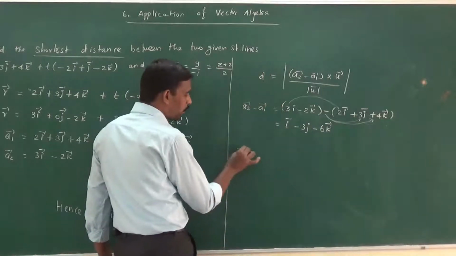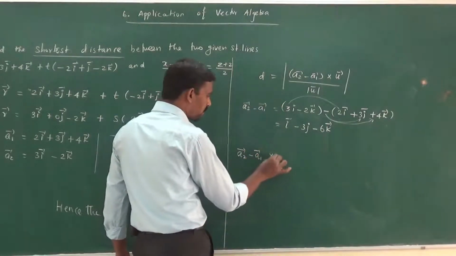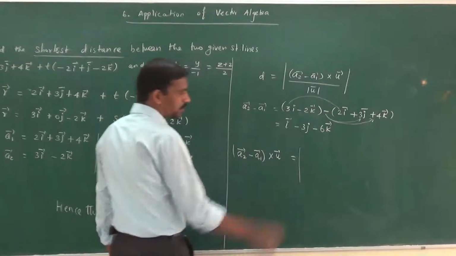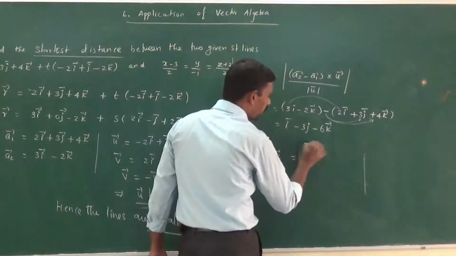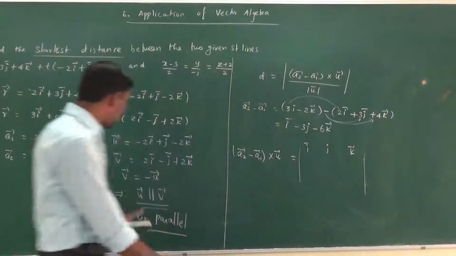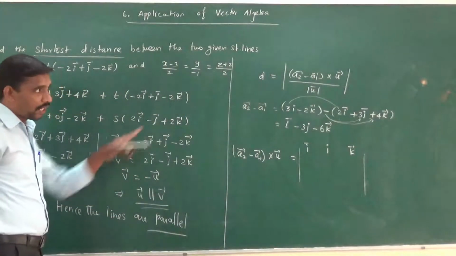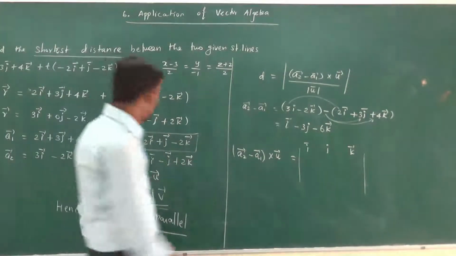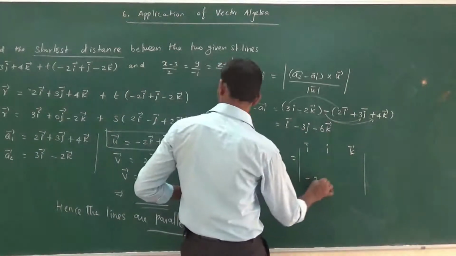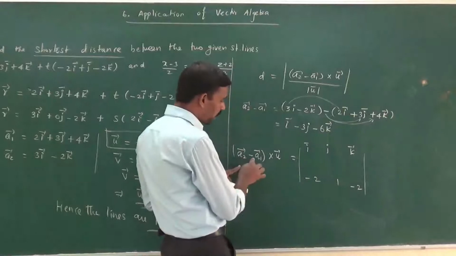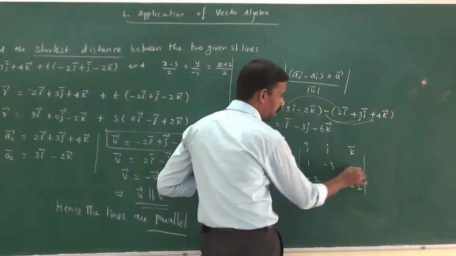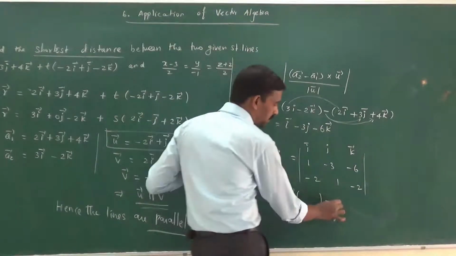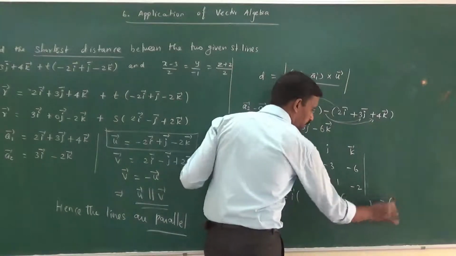Now I want to find (a2 vector minus a1 vector) cross u vector. If we take a cross product, we use the determinant format. So the determinant with i vector, j vector, k vector. I took either u or v; I take only u. Before that, the coefficients of a2 vector minus a1 vector are 1, minus 3 and minus 6. Then u is minus 2, 1 and minus 2. Now you want to find the value of the determinant. So i vector minus j vector plus k vector.